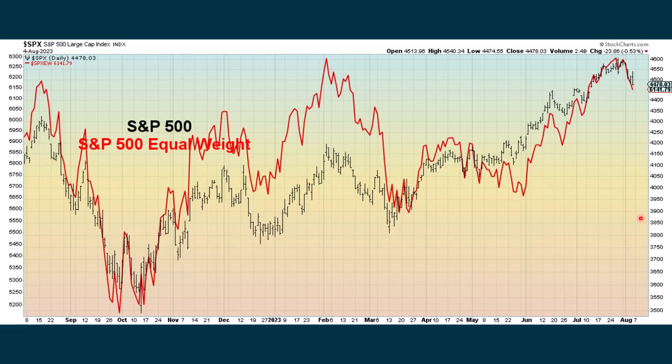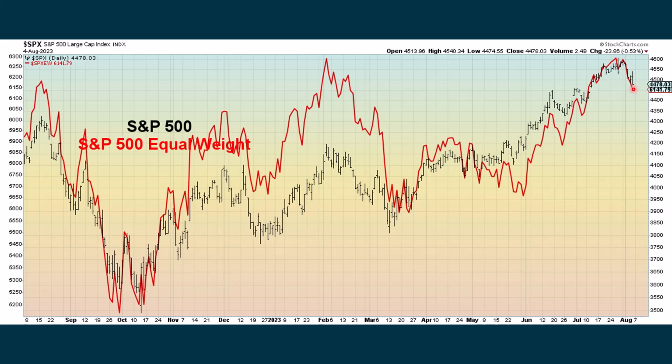Some indexes that we follow. This is the S&P 500, which is a weighted index. That means the big companies have more influence on what the S&P does. And then we also look at the equal weight index, where all of the stocks in the S&P are treated the same. We were seeing that the equal weight index was underperforming, but now it's been coming back up and pretty much following closer to what the S&P is doing.